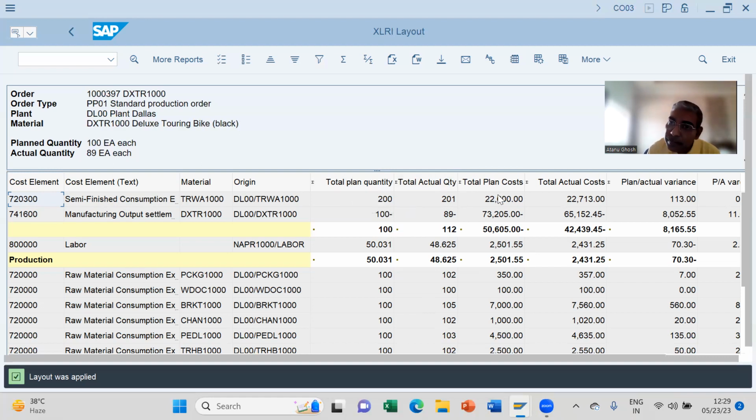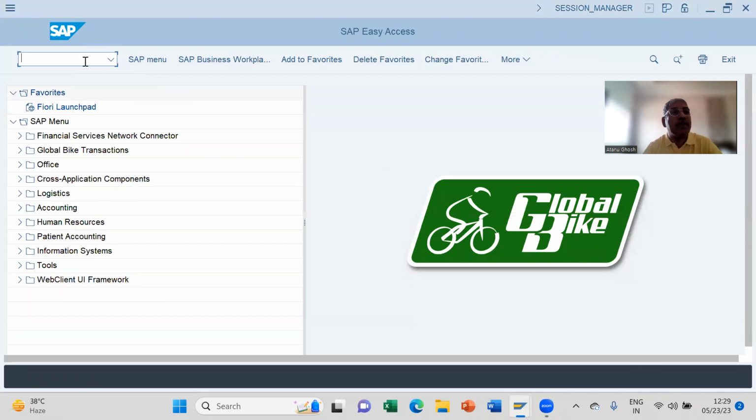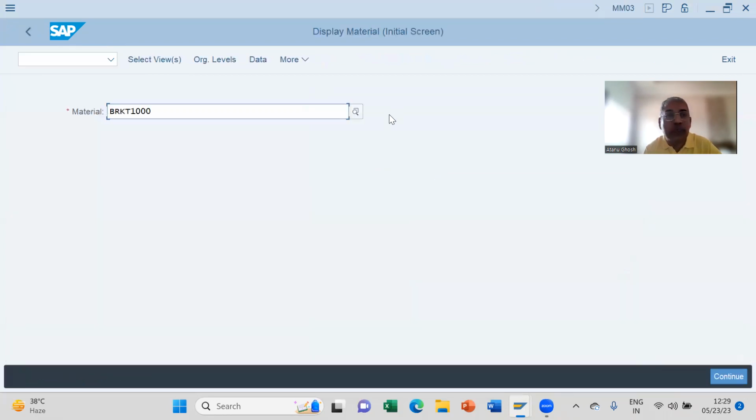Now the planned cost. How will the planned cost be calculated? Quantity multiplied by rate. So quantity 200 multiplied by the rate of TRWA. Now which rate should we take? For a semi-finished product, it will be the standard cost. So for TRWA, let's figure out what the standard cost is. We can go to the Material Master, MM03, and check the standard cost of TRWA.